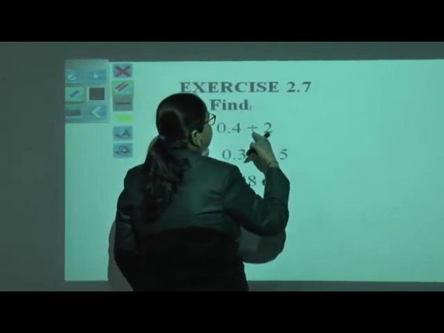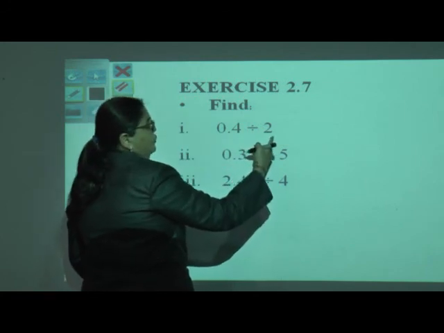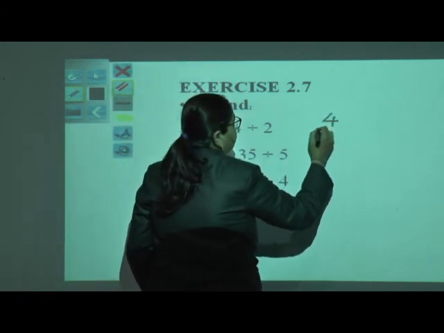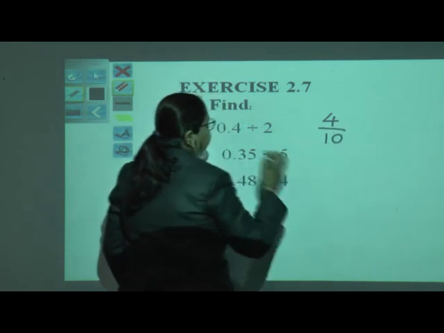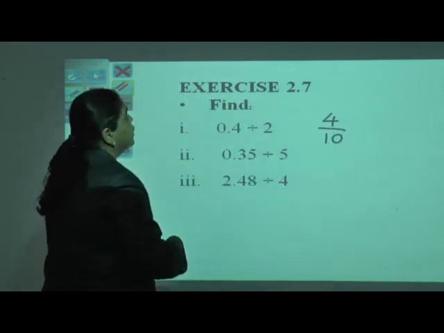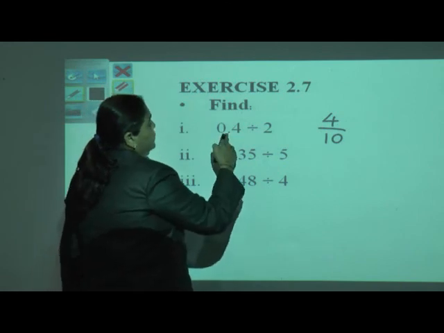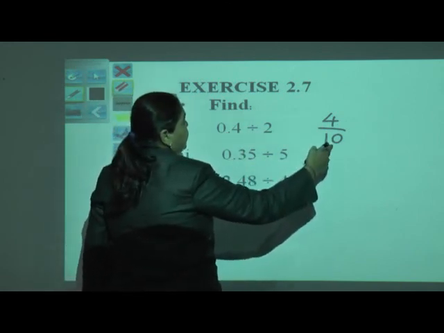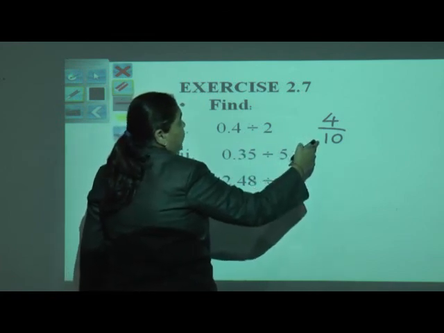0.4. How will we write 0.4? First I will solve the first one. 0.4 is written as 4 upon 10. It is written as 4 upon 10 because after the decimal I have only one digit, so I will write 1 0 and make it 10.